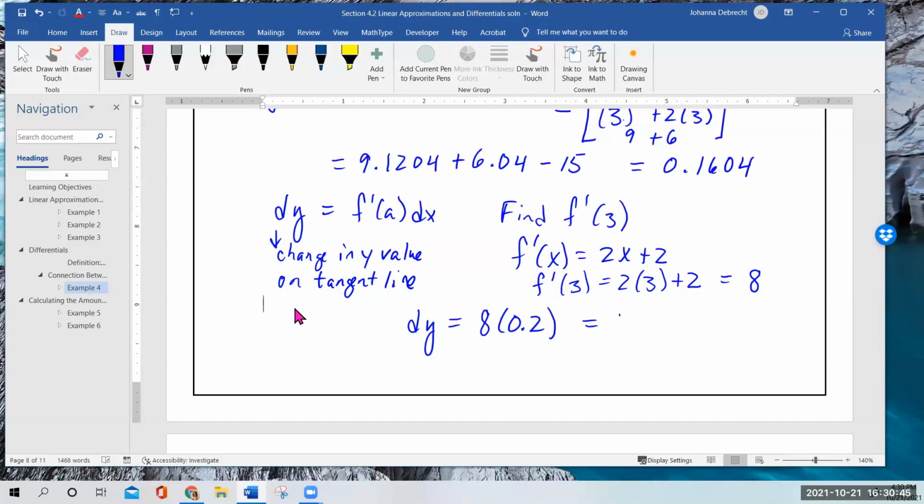Wait, my bad. Did I do that right? Oh, I think I messed up here. 0.1604. Did I do everything correctly? I think I did. 8 times 0.2, however, gives me 1.6, and I'm a decimal point off. Somewhere I've lost a decimal place. Let's see if we can find it.